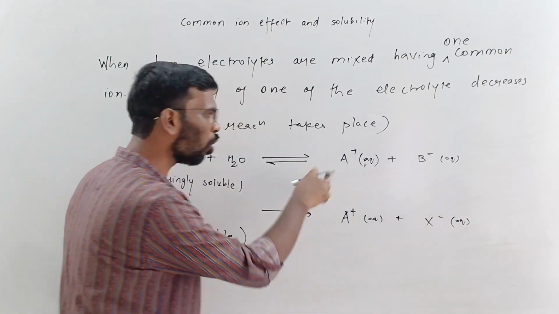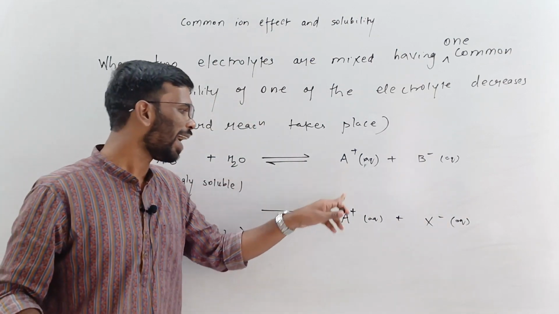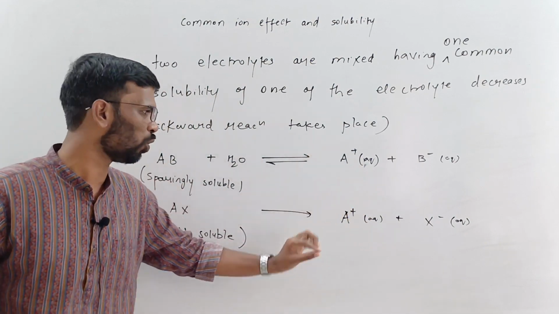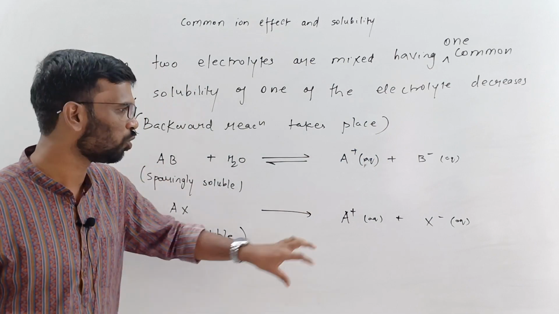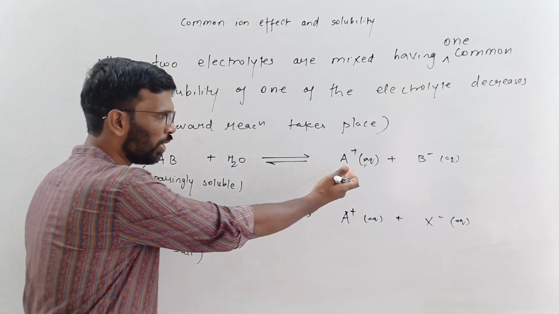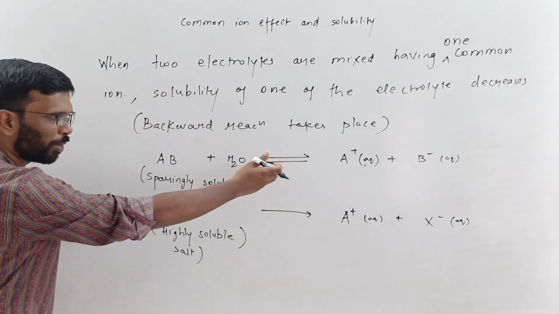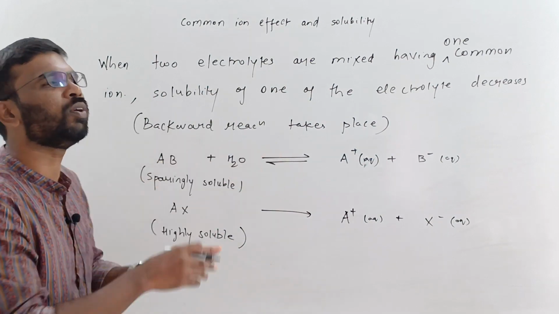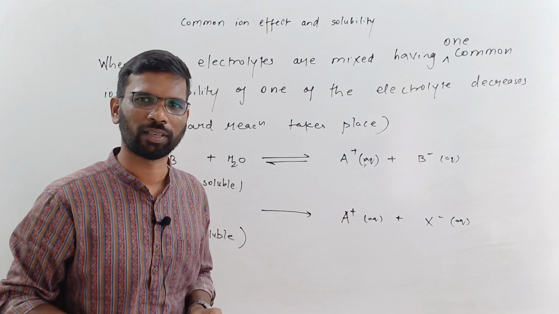Now which ion is common? A plus is common. Now to this equilibrium it is as good as you have increased the concentration of A, meaning you have added the A plus ion. So the equilibrium reaction will go in the backward direction, meaning the solubility of AB is going to decrease. That is what it means.